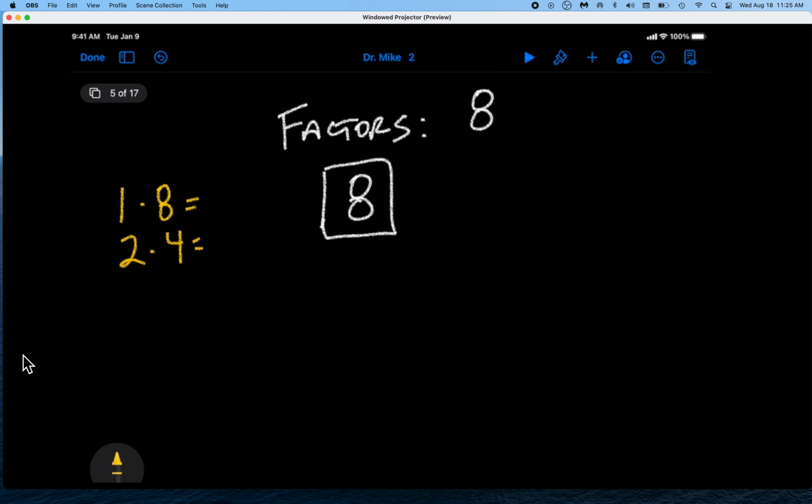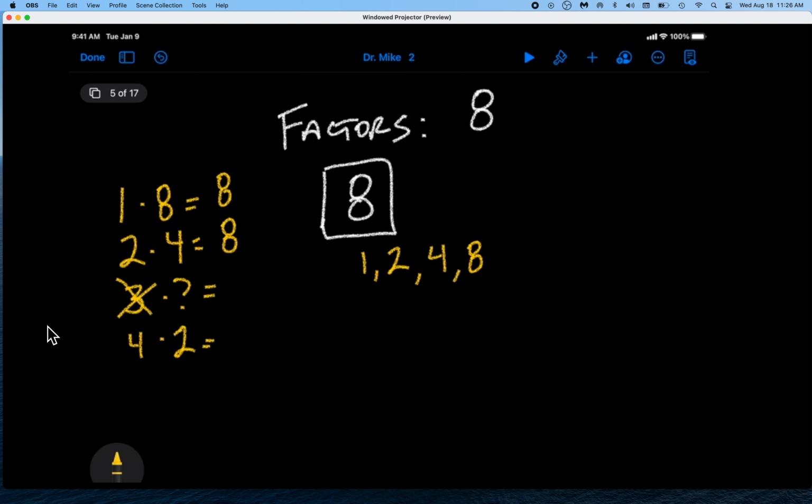Okay, so let's go ahead and do this. Okay, so right away we already have 4 factors of 8. So far, let's write them over here. We have 1, we have 2, we have 4, and we have 8. Okay, so let's keep going. Is there anything that we can multiply 3 by to give us 8? The answer is no. So 3 is not going to be a factor. Let's move to 4. Is there anything we can multiply 4 by to give us 8? Well, yes, you can multiply 4 by 2.